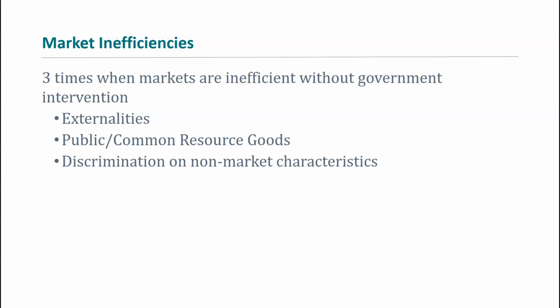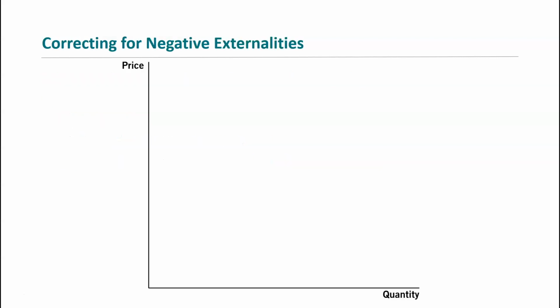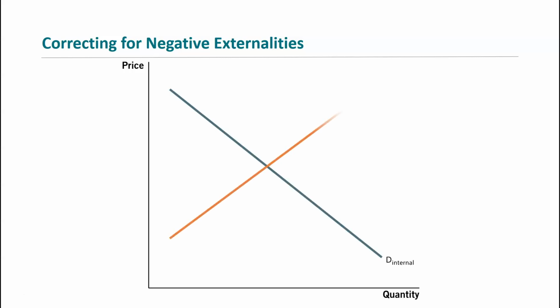So we've been discussing times when markets are inefficient without government intervention. And specifically, we've been looking at externalities. So we defined externalities in the previous video, and in this video, we want to spend some time thinking about how we can correct the inefficiencies caused by externalities. So let's look at it on our typical supply and demand graph.